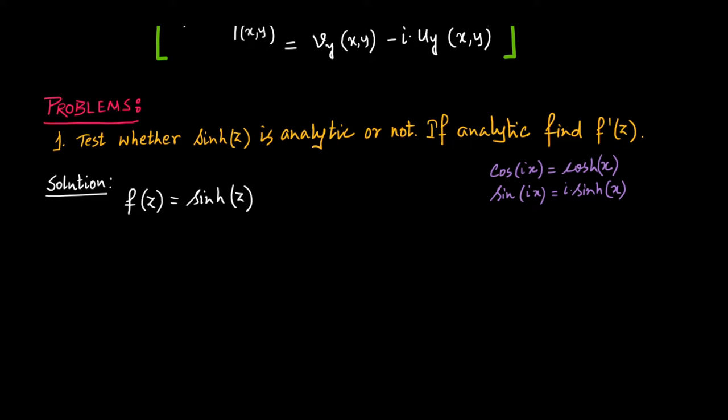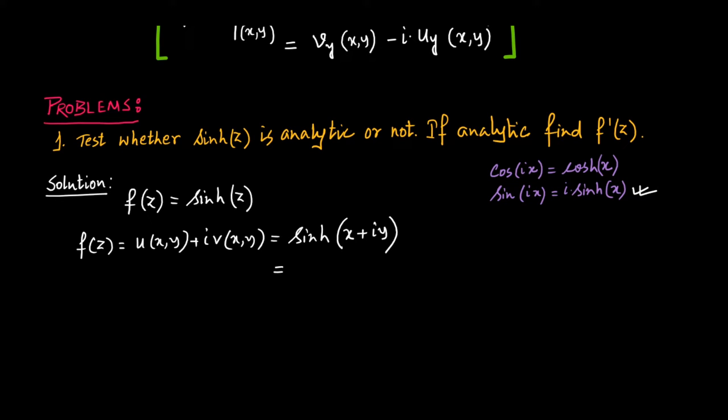First of all, we need to determine what u and v are here. If I write f(z) is equal to u(x,y) plus i v(x,y) is equal to hyperbolic sine z, which can be written as x plus iy. Now I need to separate the real and imaginary parts. Let us apply this formula. Hyperbolic sine of (x plus iy) will be 1 by i into circular sine of i into (x plus iy). So that is minus i into sine of (ix minus y), because i squared is equal to minus 1.